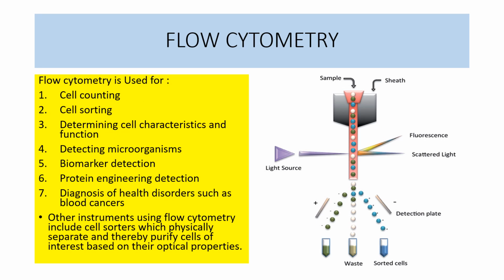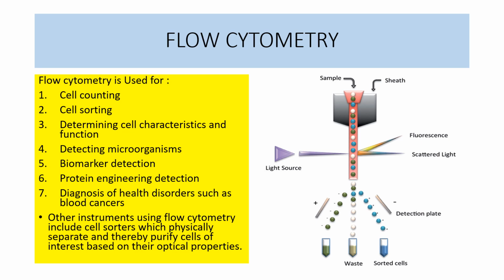So flow cytometry is used for cell counting, cell sorting, determining cell characteristics and function, detecting microorganisms, biomarker detection, protein engineering detection, diagnosis of health disorders such as blood cancers.